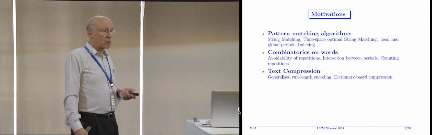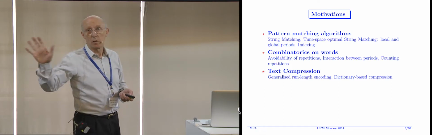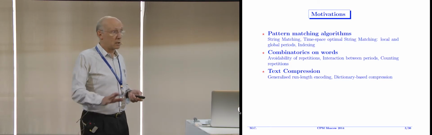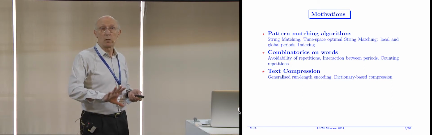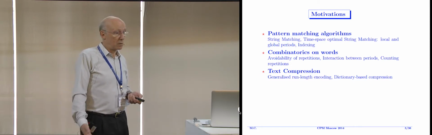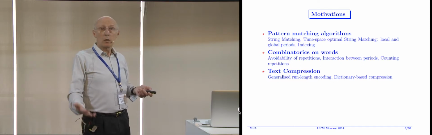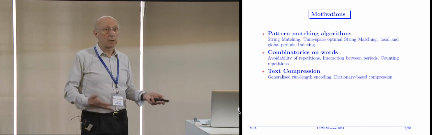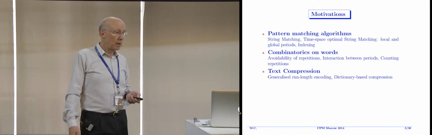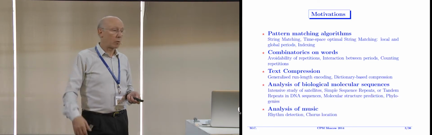We have also combinatorics on words, so it's more on the mathematical side of the question, but it's also important because some algorithms are based on mathematical combinatorics. You have text compression. It's clear that if something repeats, maybe you can save when you want to compress a string. And also from the point of view of application, you have quite a lot.